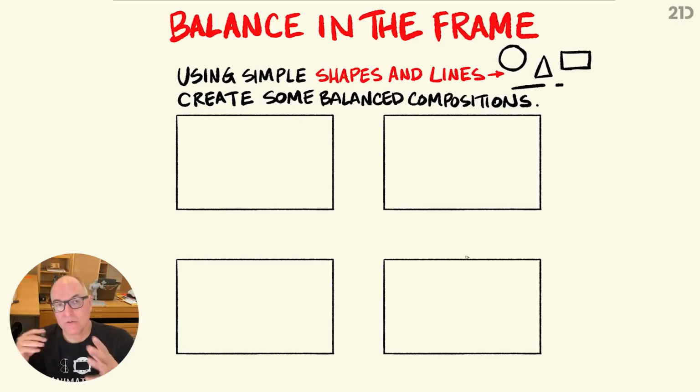And remember, you can use scale, so they're not all the same size. You could do a small circle or big circle or a long line or even a curved line. Just use lines and shapes to create 4 different balanced compositions right now. I'm going to pause for a minute so you can do the assignment, and then I'll take a stab at it myself.